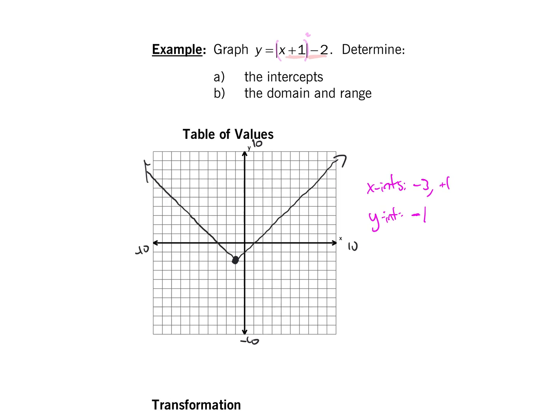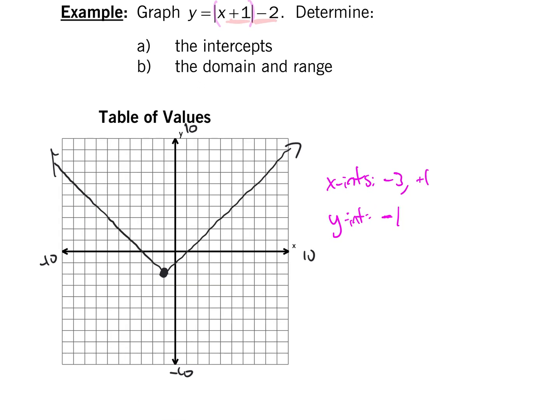What's the domain and range? The domain is negative infinity to infinity. Good. Domain, negative infinity to infinity. That's right. And the range is square bracket, -2 to infinity. Because it does equal -2, we can use the square bracket. This one would be 10.